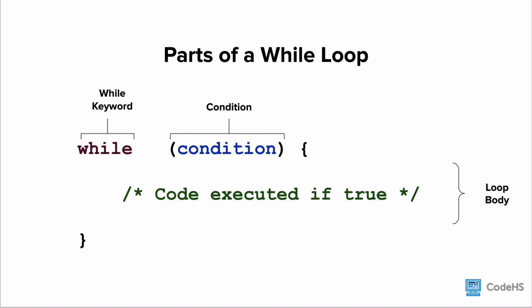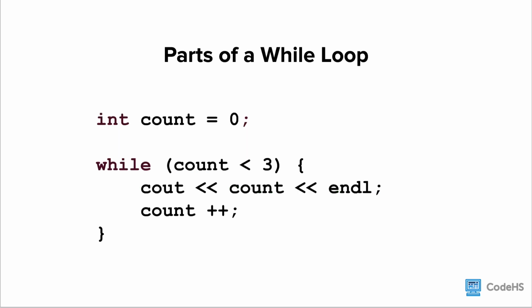To create a while loop, you use the while keyword followed by the condition. You then put the block of code that you want to execute inside curly brackets. Each time the condition is evaluated, if it is true, the loop body will execute. Here's an example. The variable count is initialized at 0, and then a while loop is set up to loop while count is less than 3.